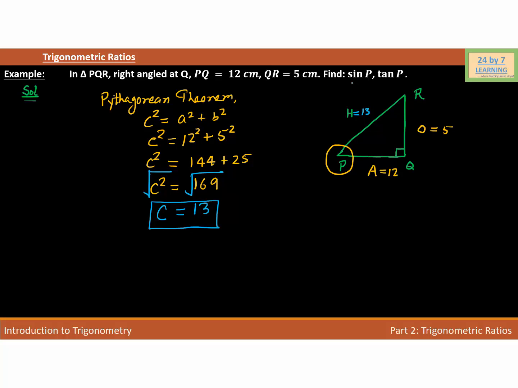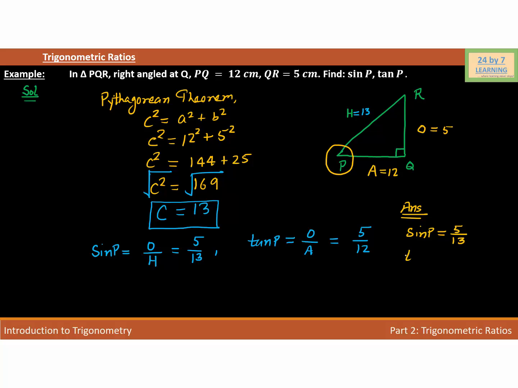Now let's find the sine of P. We know that sine of P is basically opposite over hypotenuse, and my opposite is 5, so I will write 5 over 13. And my tangent of P is basically opposite over adjacent, so I will write O over A, and my O is 5 over 12. So my tangent of P is basically 5 over 12. So my answer is sine of P is equal to 5 over 13, and my tangent of P is 5 over 12. And this is how we will find the trigonometric ratios for any given triangle.